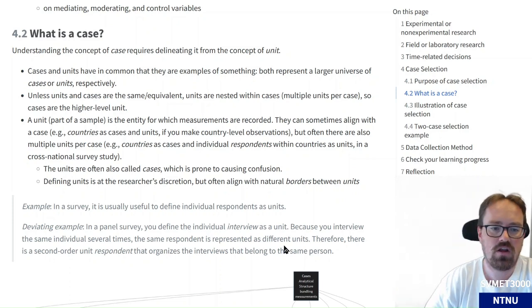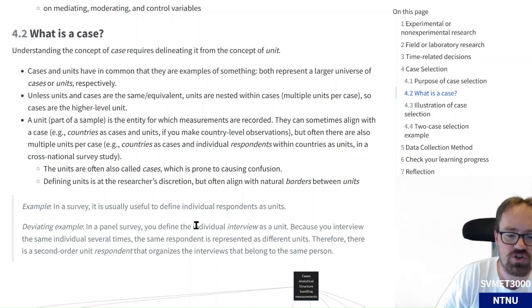Though it might potentially be that one unit can belong to several cases. Such a structure is absolutely possible. Okay, then a unit, which would be a part of a sample, is the entity for which measurements are recorded. They can sometimes align with the case, but often there are also multiple units per case. Okay, so we need to be very clear about that.